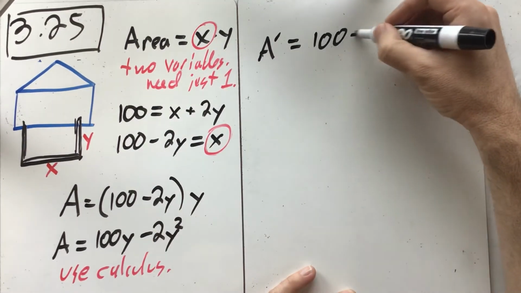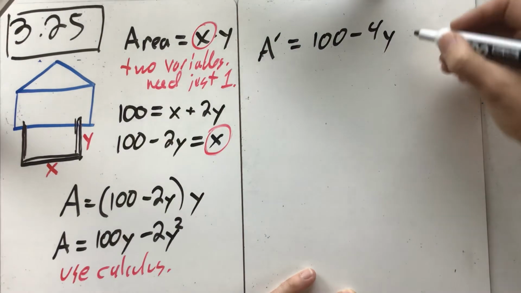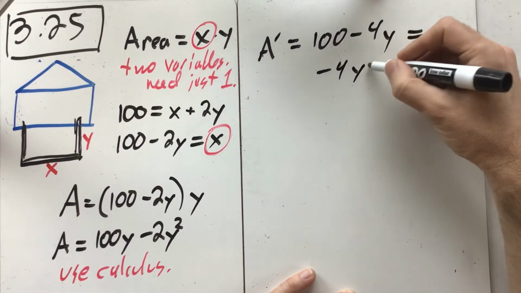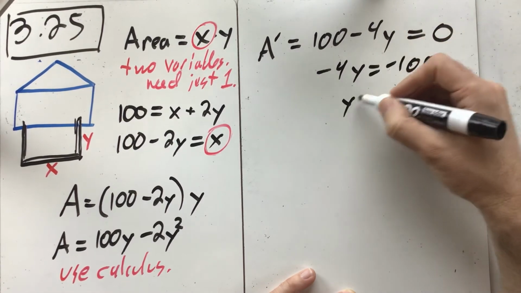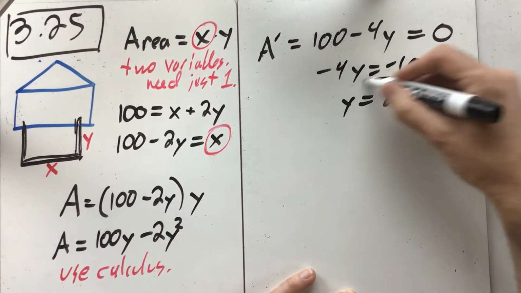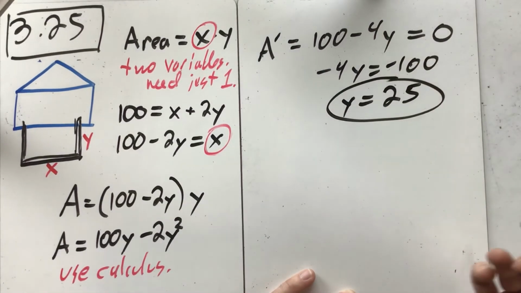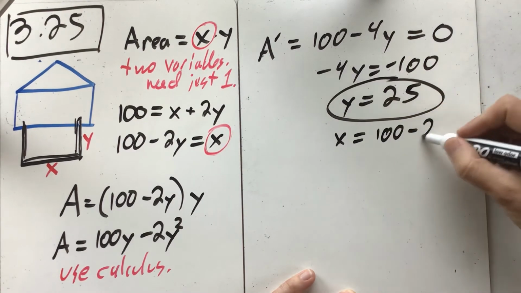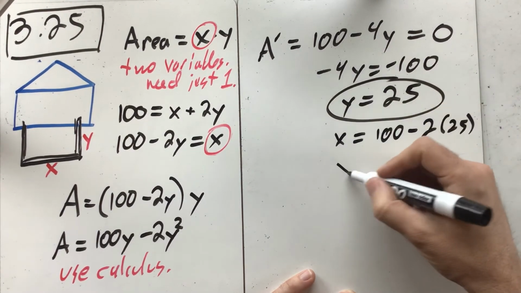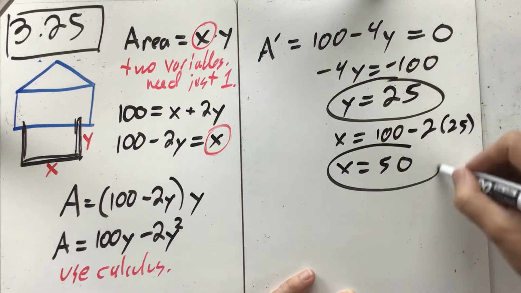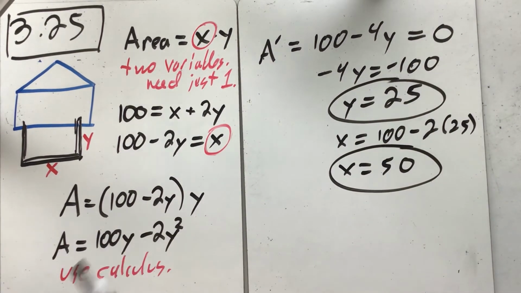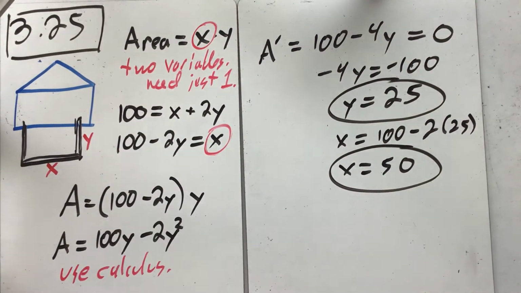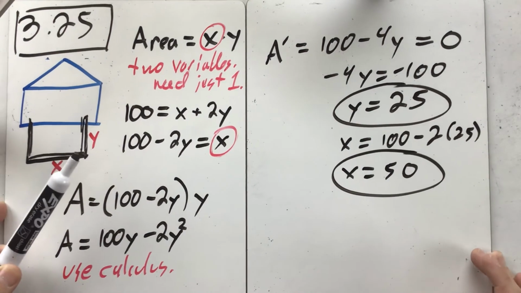So if I'm going to use calculus, I'm going to take the derivative, and the derivative is 100 minus 4y. I'm going to find out where that equals 0, and that's going to give me negative 4y equals negative 100. And so y is equal to 25. And if y is 25, I can figure out what x is, because I know that x is 100 minus 2 25s, and so that means x is 50. And so I now know the size that my barn needs to be. I need to go 25 in this direction and 50 in that direction, and that maximizes my area for my fence.